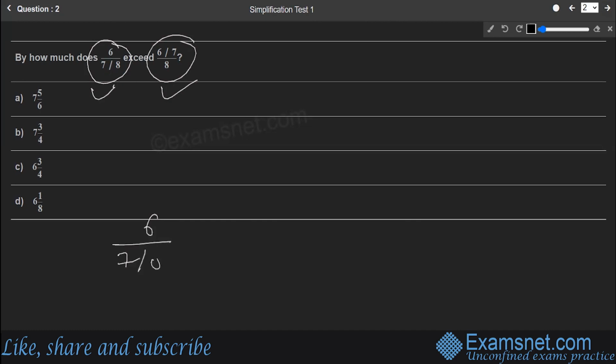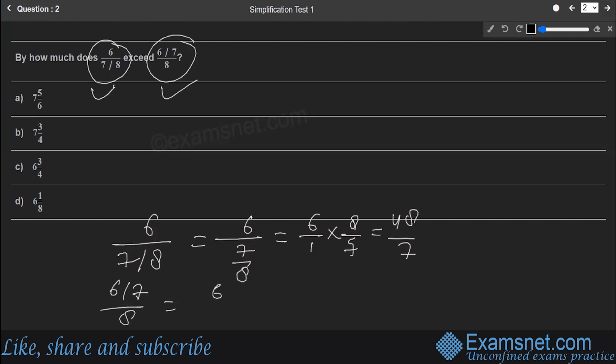The first fraction is 6 7 by 8. This can be written as 6 by 7 by 8, or rather this can be written as 6 by 1 into 8 by 7. That is nothing but 48 by 7. This is the first fraction. What about the next fraction? The next fraction is 6 by 7 over 8. This can be written as 6 by 7 upon 8, which can in turn be written as 6 by 7 into 1 by 8. That is nothing but 6 by 56.